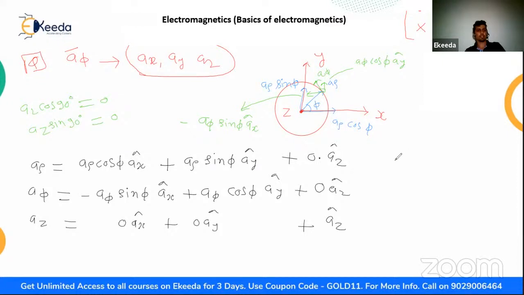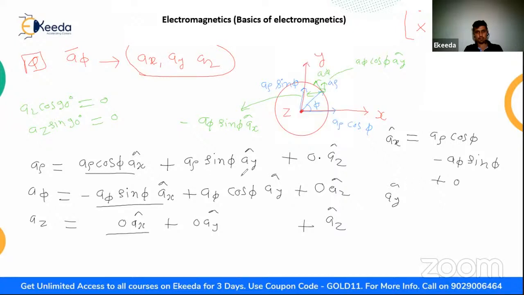What will be the value of a rho, a phi, and az? If I want to calculate the ax component from a rho, a phi, z, the ax component will simply be a rho cos phi, plus, this is actually minus, so minus a phi sin phi, plus 0. Similarly, you can write ay cap. What will be the component of ay cap?